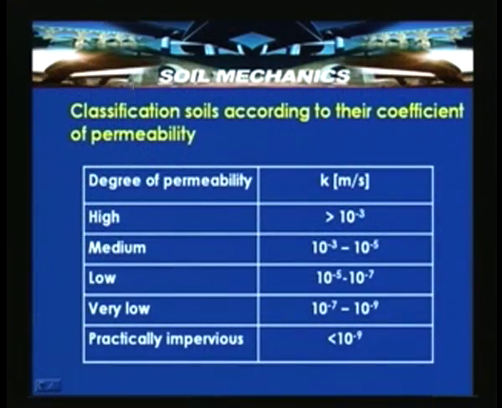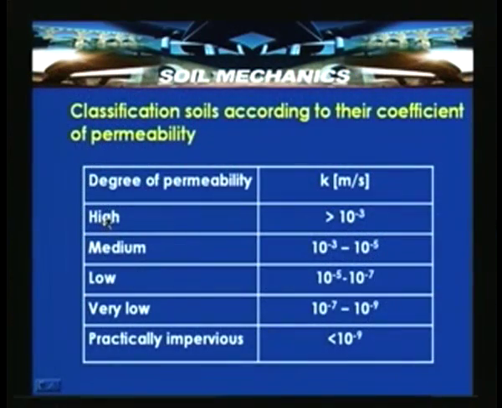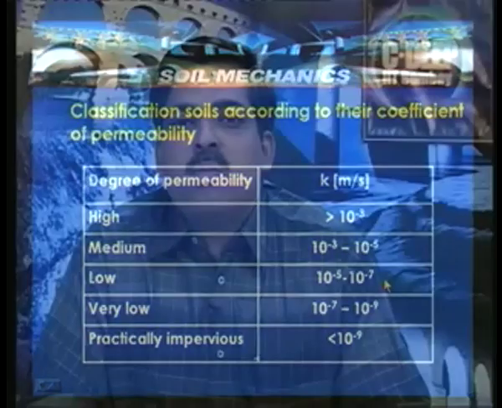Based on the discussion, we can classify the soils according to their coefficient of permeability. The degree of permeability can be said to be high, medium, low, very low or practically impervious. High, we can say, if the permeability is 10 to the power of minus 3 meter per second; practically impervious if it is less than 10 to the power of minus 9 meter per second. Low is 10 to the power of minus 5 to 10 to the power of minus 7 meter per second.